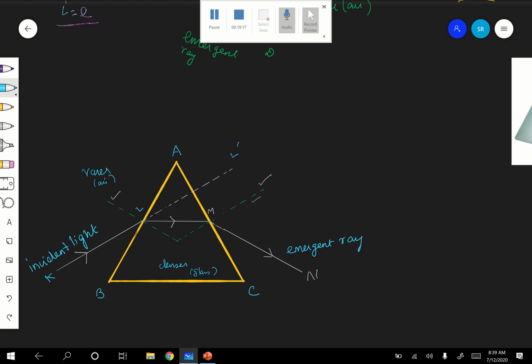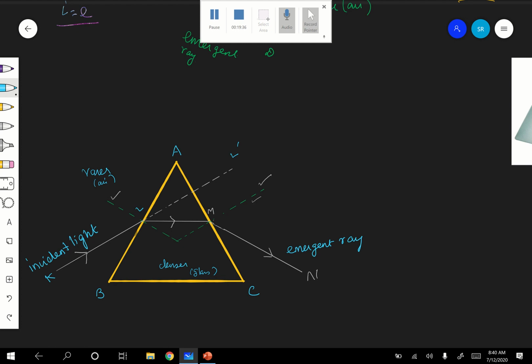What is the path of the incident ray when extended? It will be going along L dash. What is the path of the emergent ray? MN. Are they parallel as in your glass slab case? No, definitely they are not parallel, correct? They are not at all parallel. Hope you are following, children.